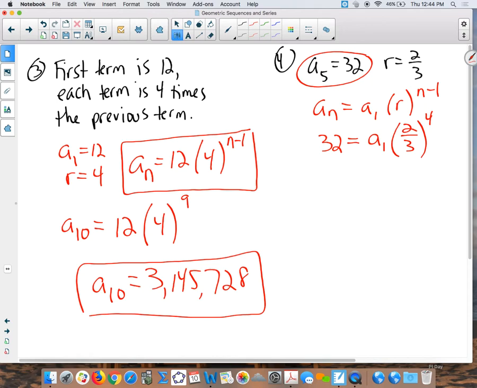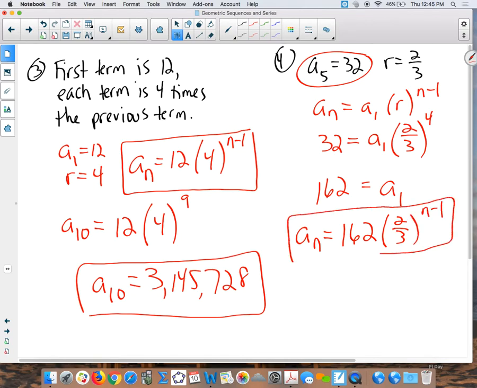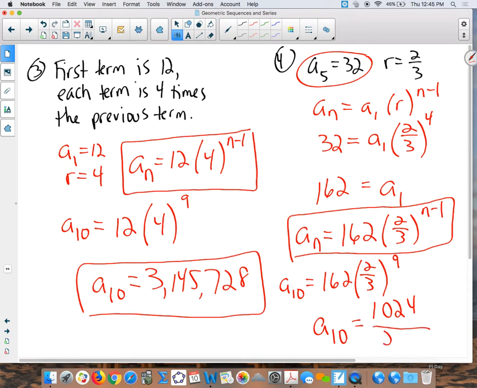So as we work this out, just use your calculators, raise 2/3 to the 4th power, and divide 32 by that value. So a sub 1 will end up being 162. And now we can write our equation. So our rule for the nth term is a sub n equals 162 times 2/3 to the n minus 1 power. And then again for a sub 10, we're just going to pop in n as 10. So 162 times 2/3 to the 9th power. And we're going to need a fraction here. 1,024 over 243.